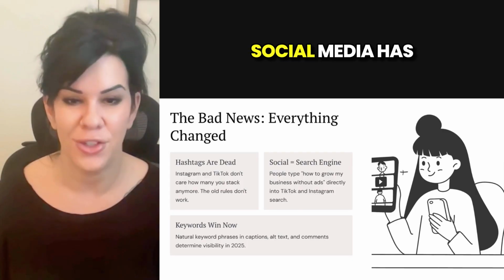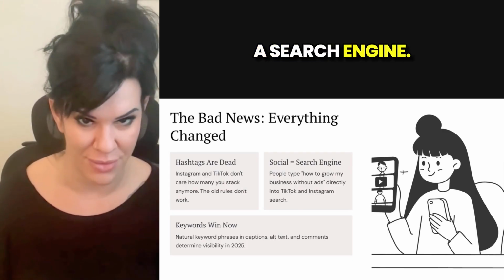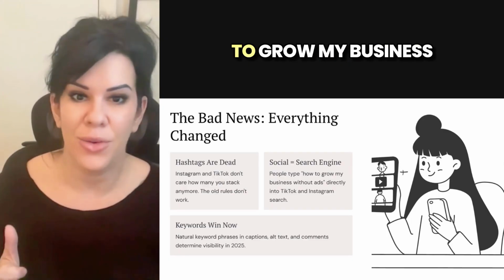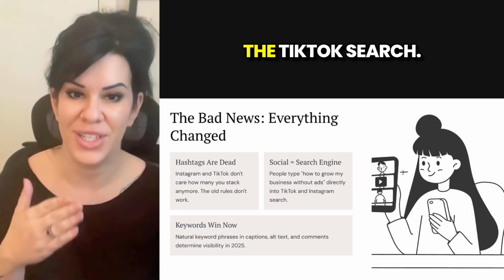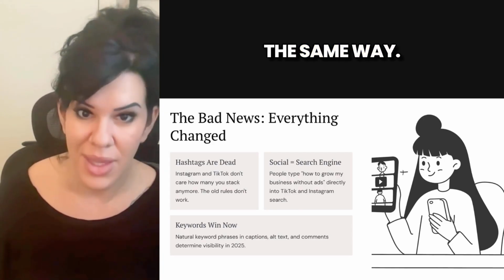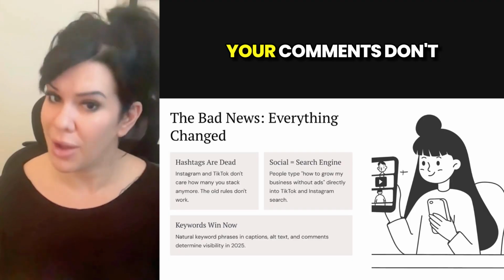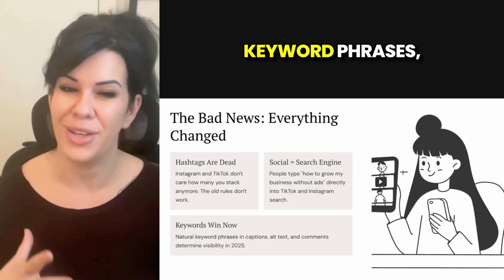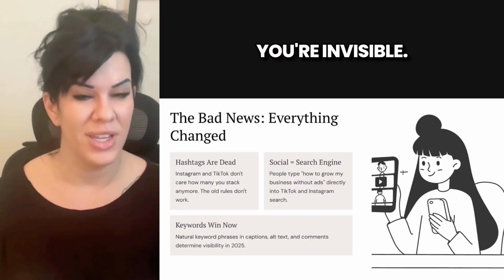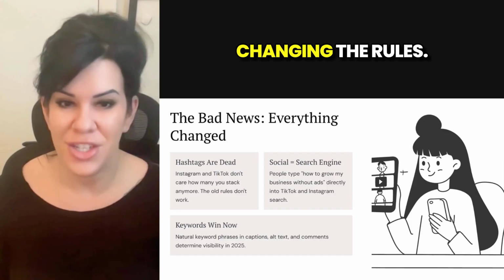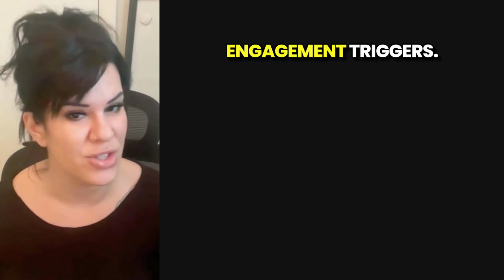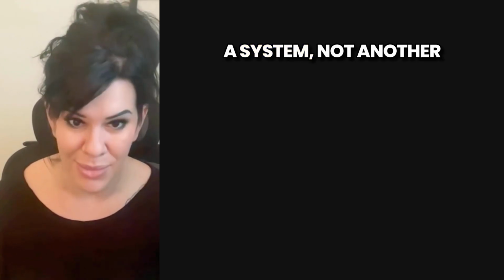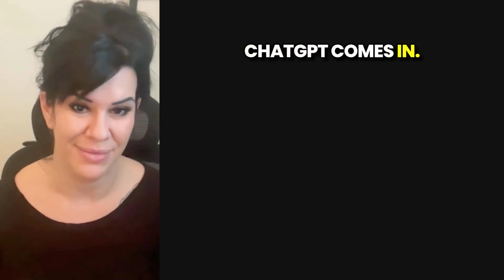So, next to AI, social media has quietly become a search engine. People type in "how to grow my business without ads" or "best workout for busy moms" right into the TikTok search. Instagram's the same way. If your captions, alt text, and even your comments don't include those natural keyword phrases, you're invisible. And on top of all that, platforms keep changing the rules. Yesterday it was hashtags, today it's keywords, tomorrow it'll be engagement triggers. And that's why you need a system, not another growth hack. And honestly, that's where ChatGPT comes in.